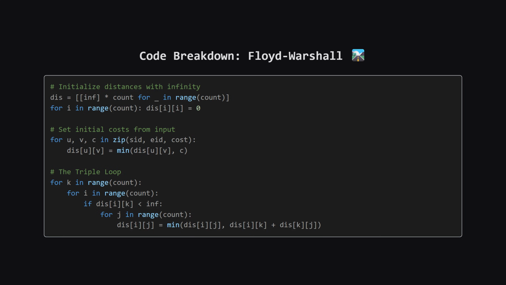Next is the Floyd-Warshall algorithm. We first initialize a distance matrix with infinity. Then, we fill in the direct costs given to us by the problem input. After that, we run the classic triple loop. We iterate through every possible intermediate node k, and for every pair of start node i and end node j, we check, is it cheaper to go from i to k, and then from k to j than our current best path? If so, we update the cost. This gives us the global minimum conversion costs.